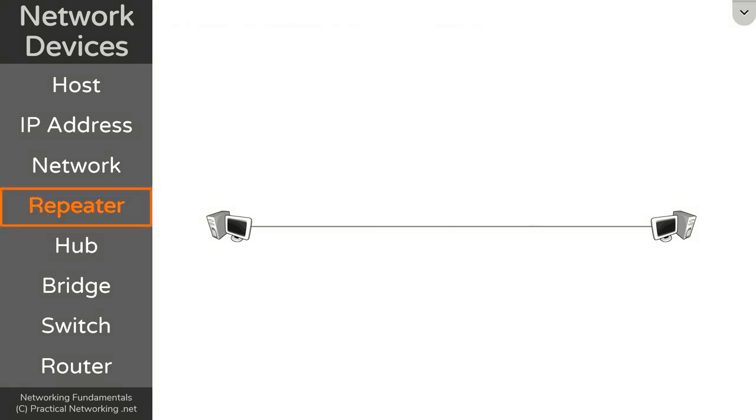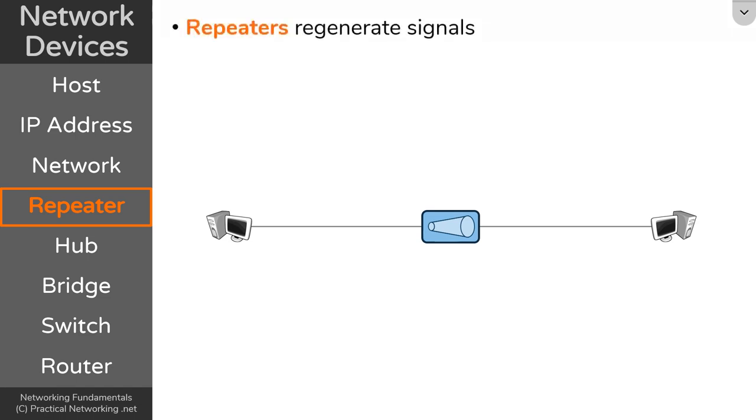In those cases, what you need is a repeater. A repeater is a device whose sole purpose is to regenerate signals. Anything that comes in on one end simply gets regenerated out the other side. This allows you to connect devices together which span greater distances.